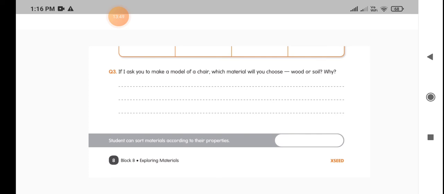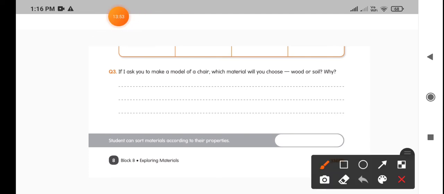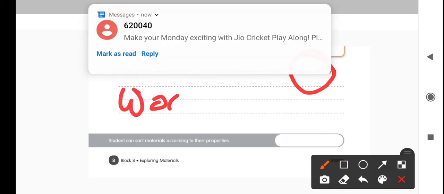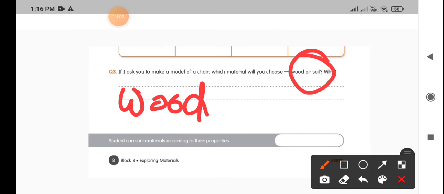And now if I ask you to make a model of a chair, which material will you choose? Wood or soil, and why? A chair, to make a chair, which material will you prefer out of these two? Definitely you will go with only wood, because it needs to bear the weight of you or the people who are sitting on the chair.